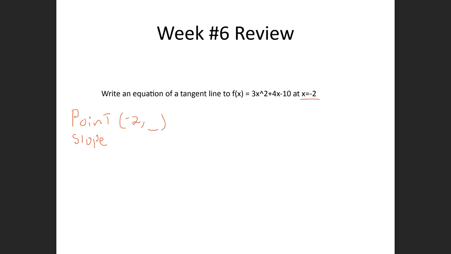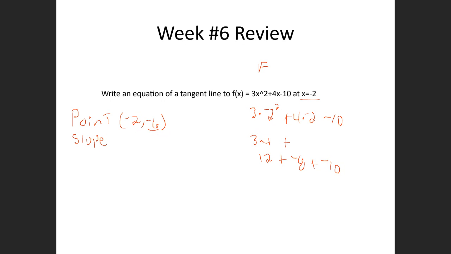I just plug that in here. So I've got 3 times negative 2 squared plus 4 times negative 2 minus 10. Well, negative 2 squared is positive 4, so this becomes 3 times 4. So that's 12 plus negative 8 plus negative 10. So that's going to be negative 6 for my point. So now I have a point. Awesome. To get the slope, I need to find the derivative.